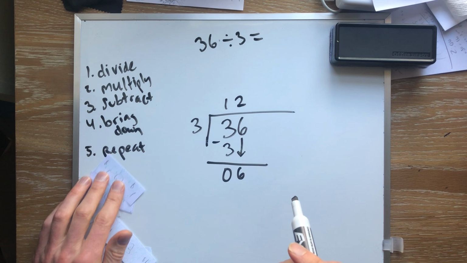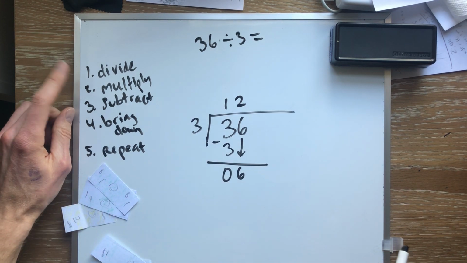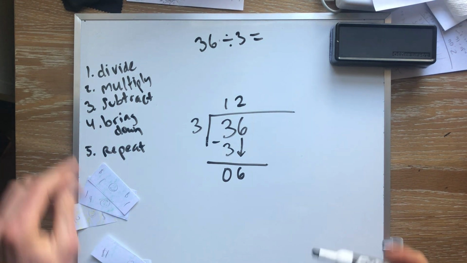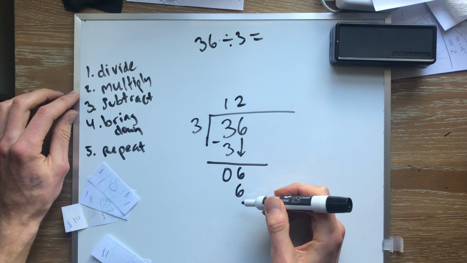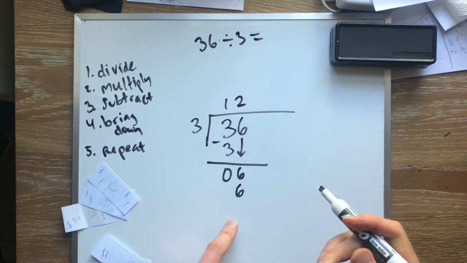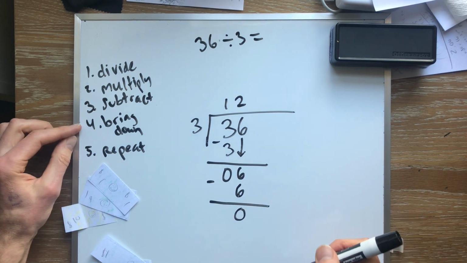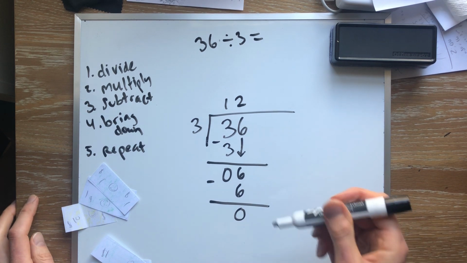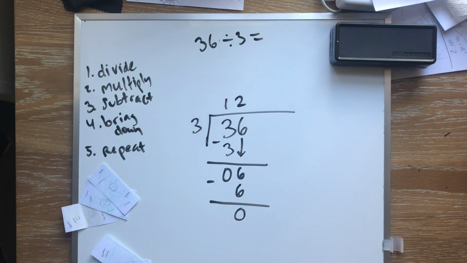And now we've got to keep doing our steps here. So I divide, I multiply, because I want to see, do I have any left? And I know I don't, but I still have to do it. 2 times 3 is 6. So I multiply to see how many I gave away, which was 6. Now I subtract. I want to find out how many I have left. Got none left. And if you have none left, you're done. So 3 times 12 equals 36. We just figured that out.